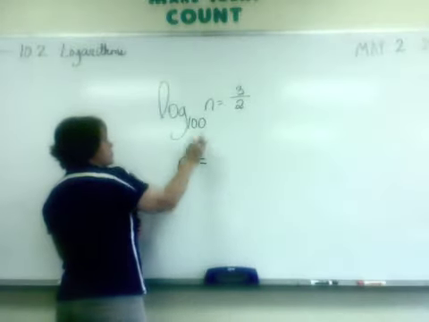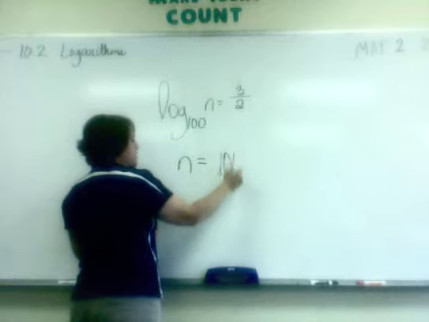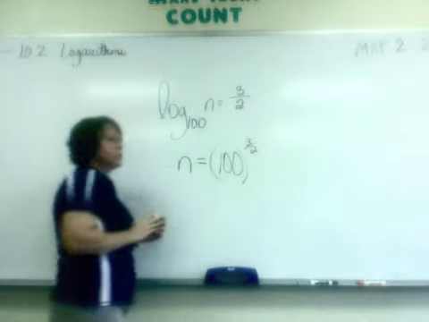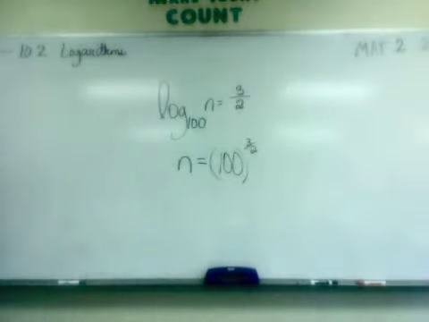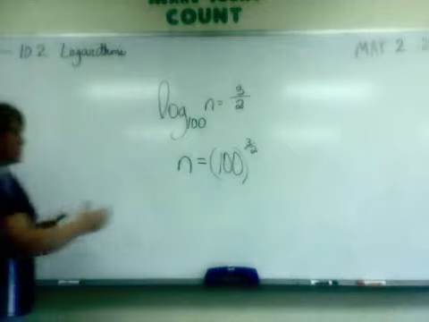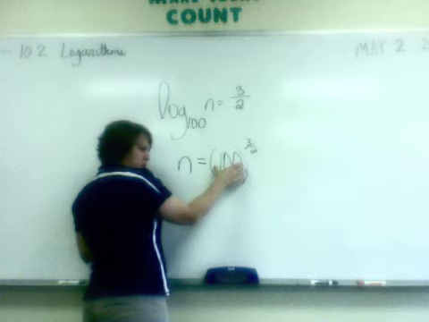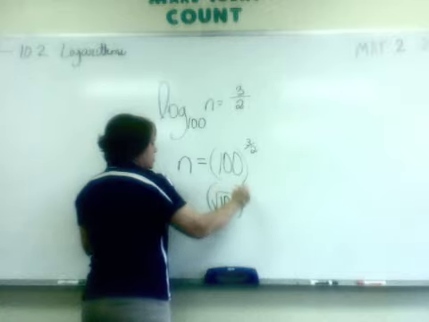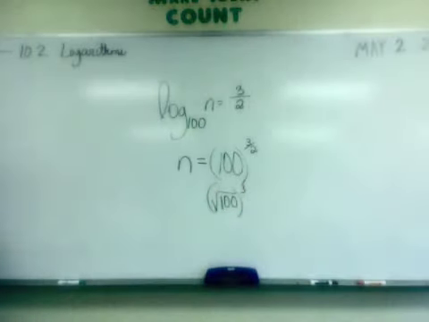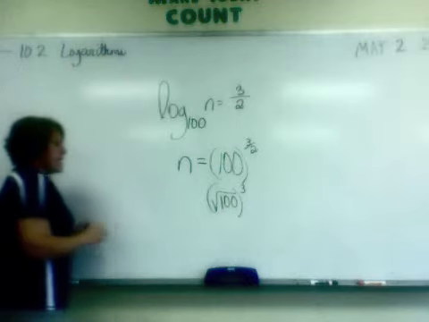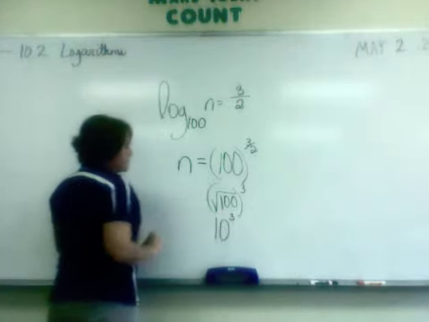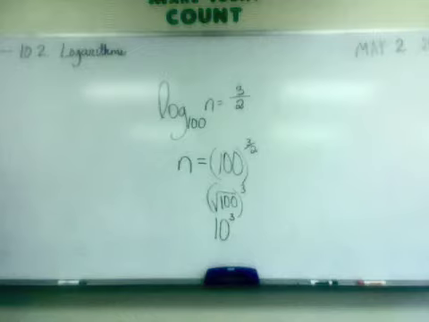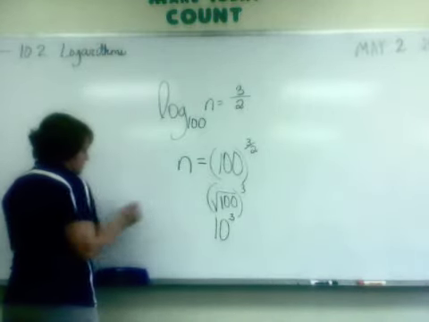N is equal to a base of 100 raised to an exponent of 3 halves. Now, according to what we just said, the half means the square root of 100 cubed. What is the square root of 100? 10. 10 cubed is equal to 1,000. So in this solution, n is equal to 1,000.